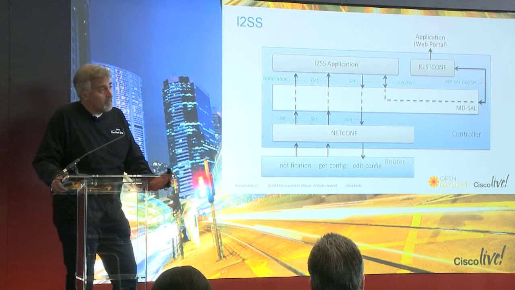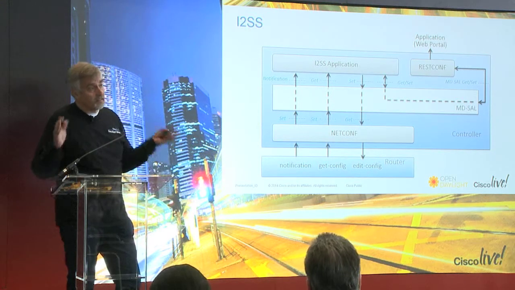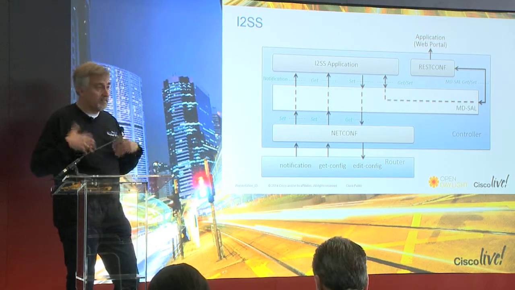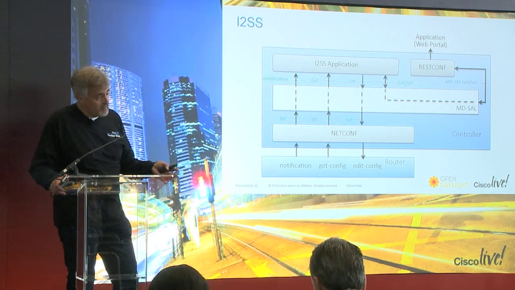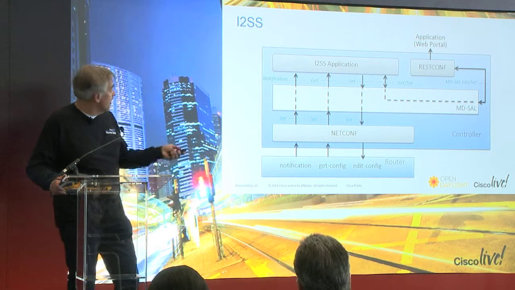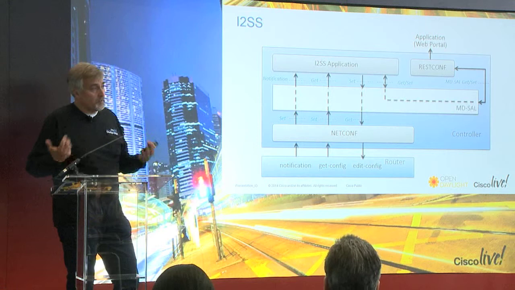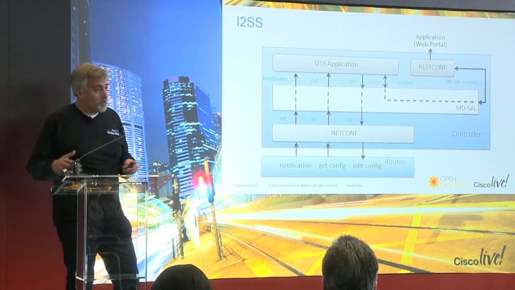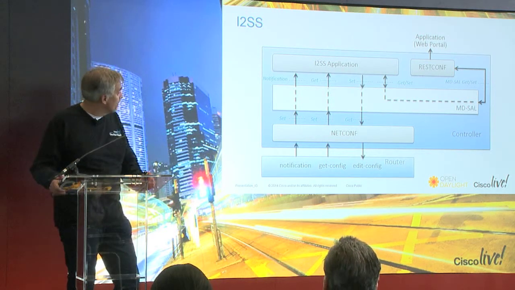Another type of application that we've got is what we call I2SS, interface to subscriber system. And that is, again, a similar approach. When a user connects to the network, an event is generated, and in this case, it's an event going over the netconf protocol up to OpenDaylight, which routes it to an I2SS application. And based on that event, the user showing up, the I2SS application automatically provisions the connectivity and the services for that particular user.